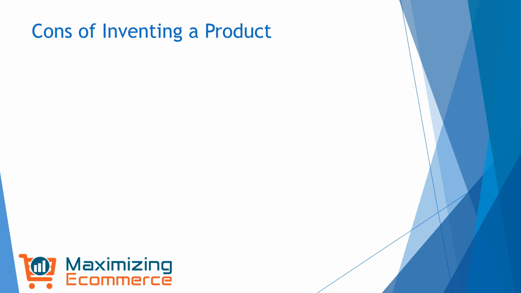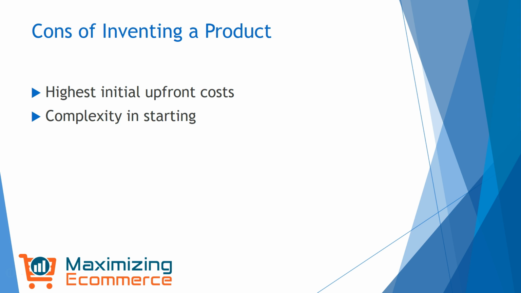Now, the cons of inventing a product are you have the most initial upfront costs, and you don't know what's going to end up happening. There's a little more complexity in starting them than with private label, because the factory that you're working with, or if it's your own factory and you have to get your own equipment, but let's say it's a factory you're working with, they may not be as familiar with making that exact product. So it could take a little bit more time for them because they haven't perfected their process on that yet. And also there's just a lack of certainty in the market.